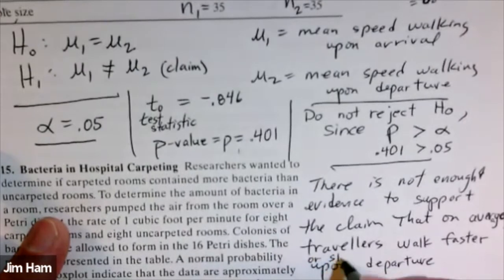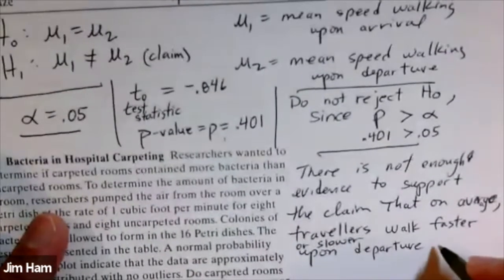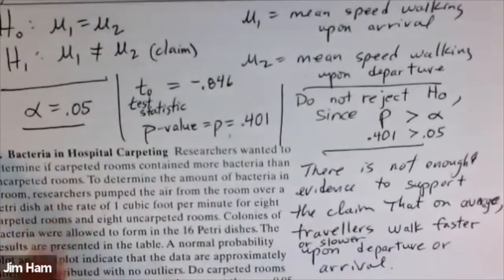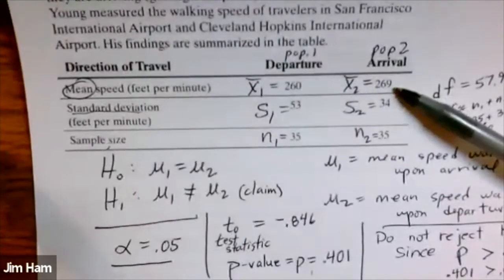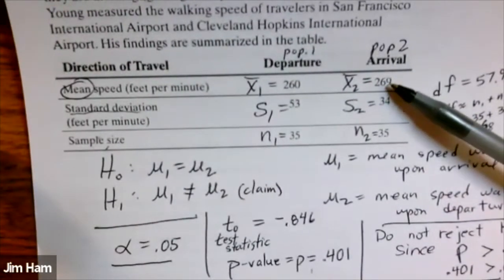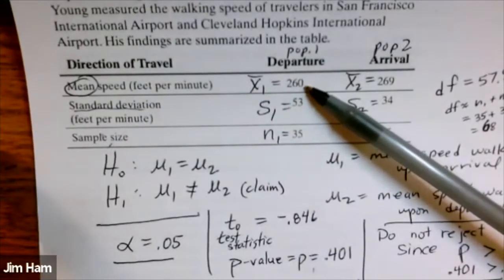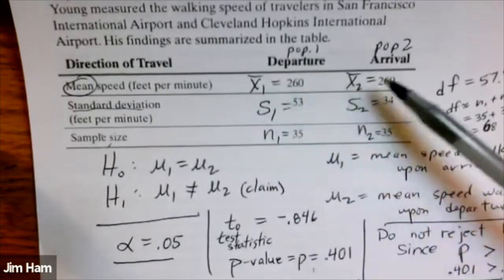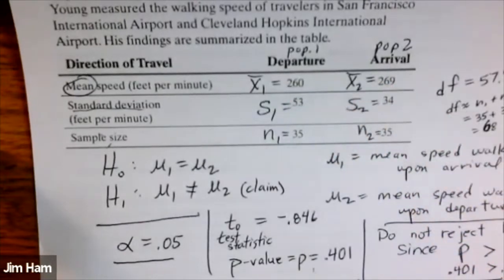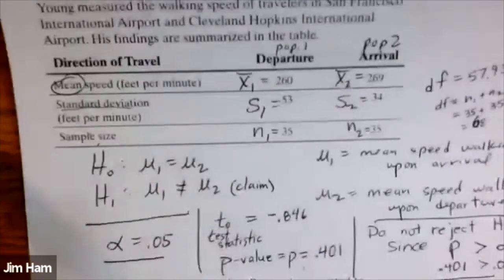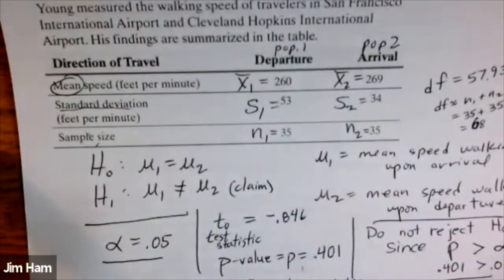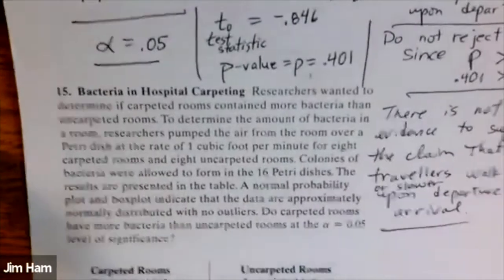I should say faster or slower upon departure or arrival, or some other verbiage that would work there. We do see that when passengers arrive, they tend to walk a little faster than on their way to the plane to get on. But that average that we observed, we would say, is not statistically significant. It could have been caused just by the random sampling variation of the subjects we used. All right, so there are the 5 steps.